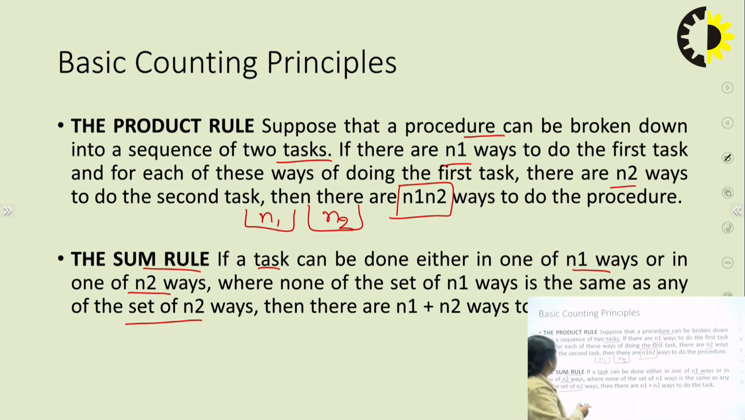n1 ways to do it in one manner, n2 ways to do it in another manner, and they do not have anything in common. None of the set of n1 ways is the same as the set of n2 ways. Then we have n1 plus n2 ways to do the task. This is called the sum rule. So now let us try to understand these with a few examples.